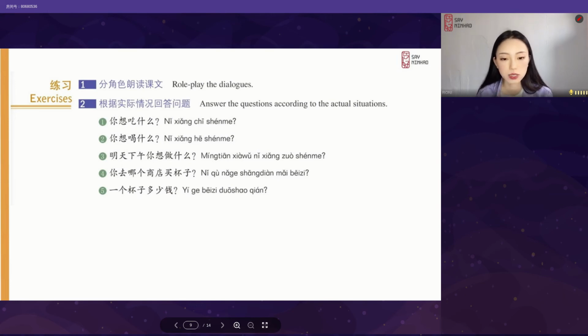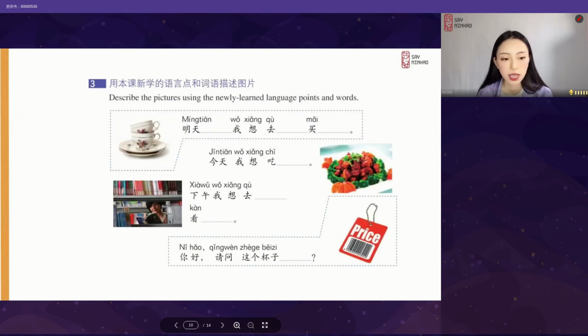We use 块 in spoken language more often, and when we're writing, we will use yuan. Now let's try to fill in the blanks by using the information we've learned today. So first one, 明天我想去 what by what? 明天 tomorrow, and 我想去 is I want to go.